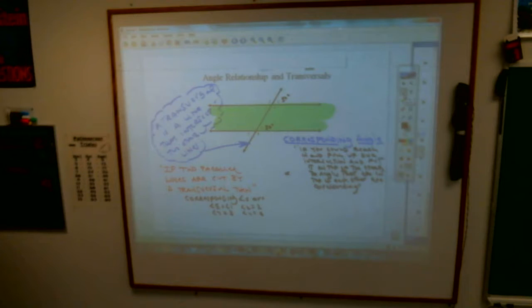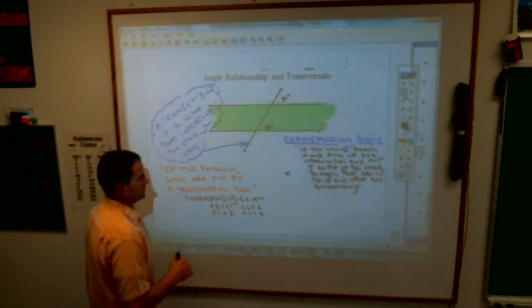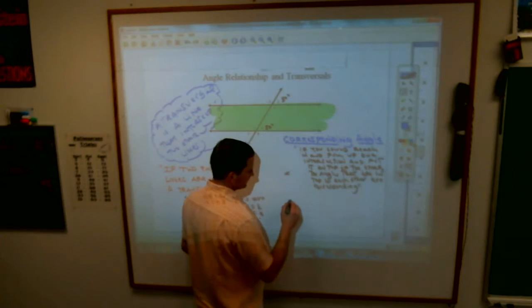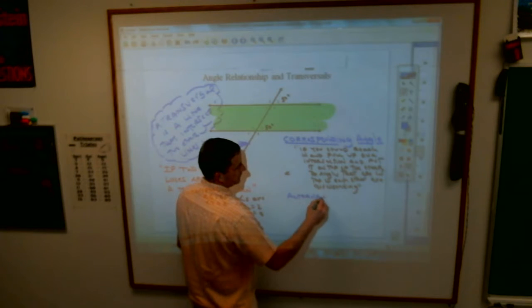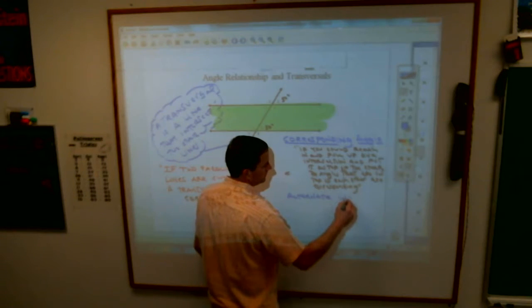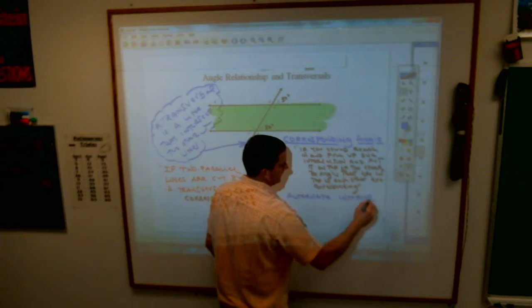Now we have what things are called alternate interior angles.